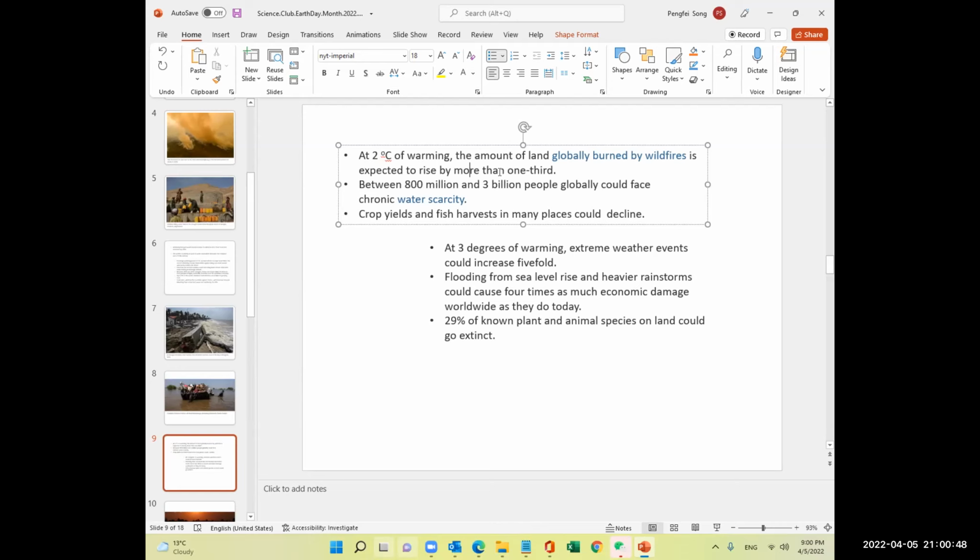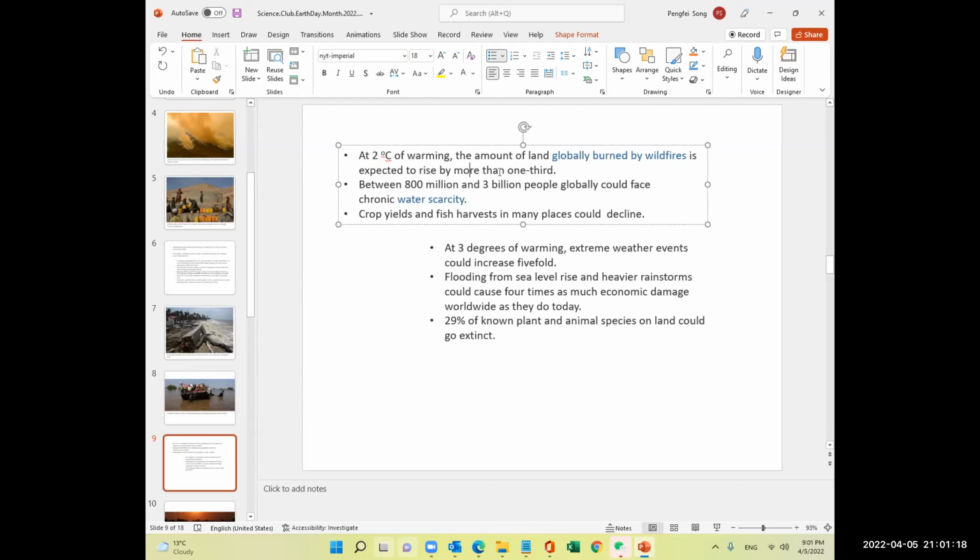Virginia Beach, I think the last time it was 3 years ago, Hurricane Matthew, right? So it was pretty bad in Virginia, in Hampton Roads. But if it's 5-fold, we probably have this every few years instead of every 10 years. Flooding from sea level rise and heavier rainstorms can cause 4 times as much economic damage as they do today.